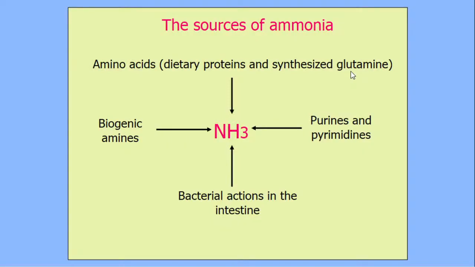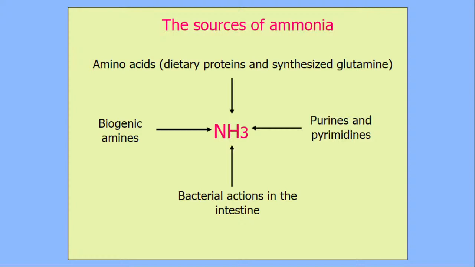At first, we need to fix the main sources of ammonia in our body. Of course, the highest quantity of nitrogen is coming to our body in the content of proteins. Proteins are digested in the gastrointestinal tract to amino acids. And then amino acids, during processes of deamination and transamination, will give us free ammonia.